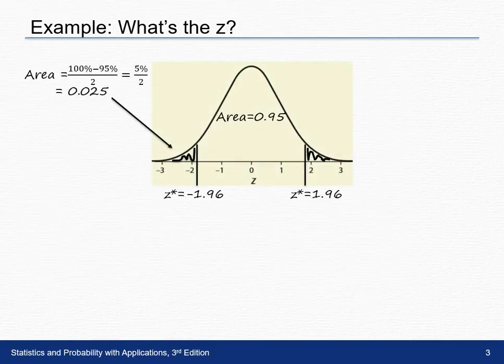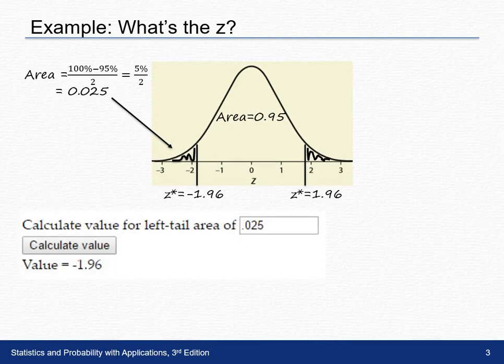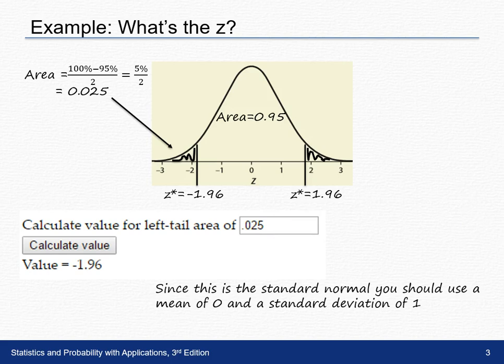If you were to use technology, you'd have the same curve, okay, and you could just tell your calculator or using the app that the area to the left is 0.025, and remember, since this is the standard normal, you'd be using 0 and 1 for your mean and standard deviation respectively.